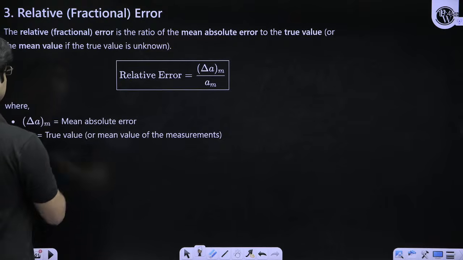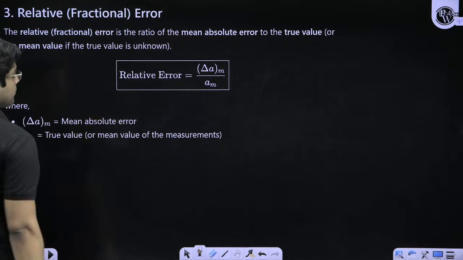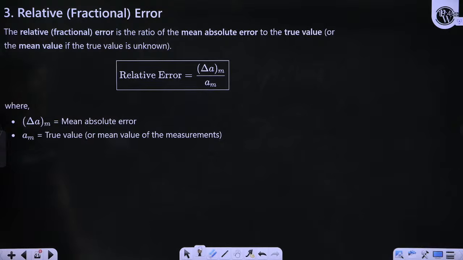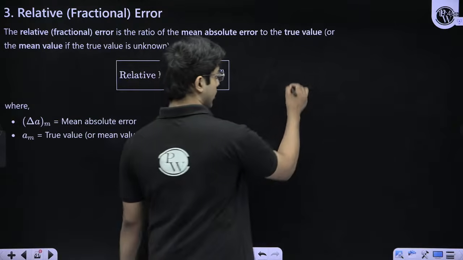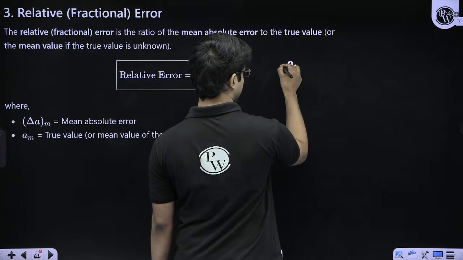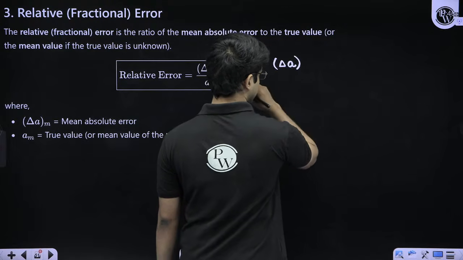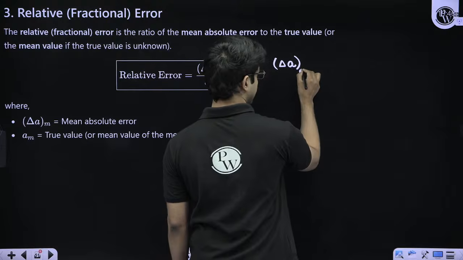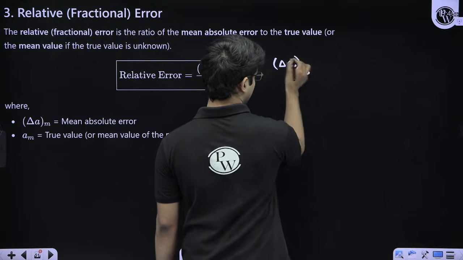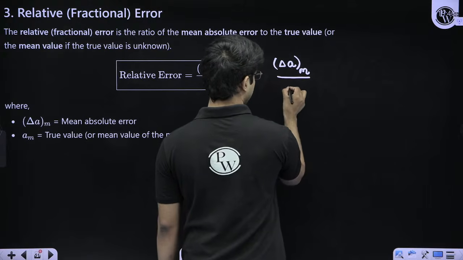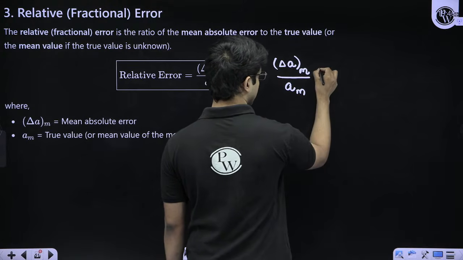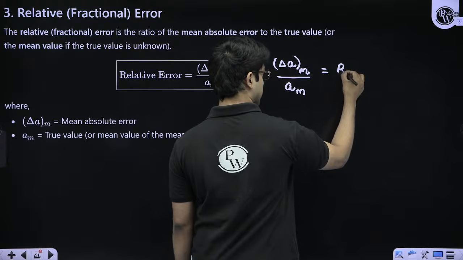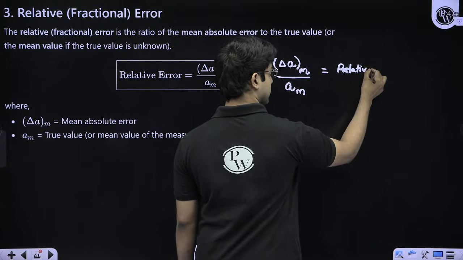So relative error, this is the next one. This is the ratio of the absolute error to the true value. Okay. Absolute error to the true value. So once you get the average value of the absolute error, here they have written it with an M sign. M means mean, so I'm going to also write it like that. So find this value and divide it with the true value, which was also written as A_M. This is the relative error.